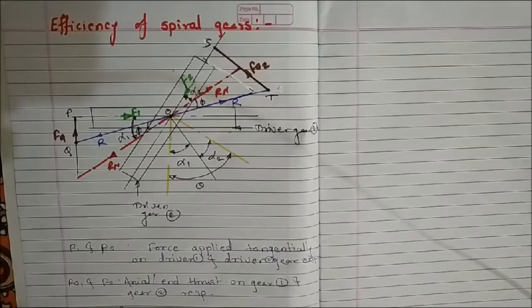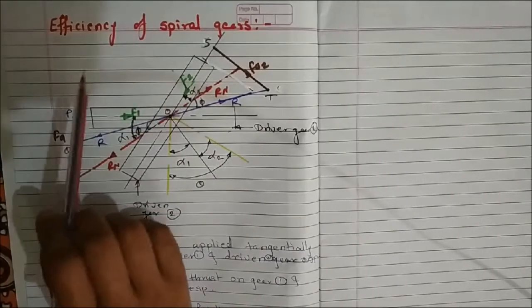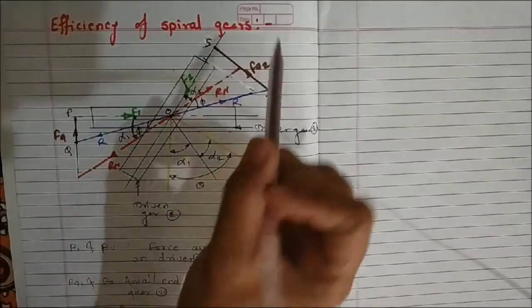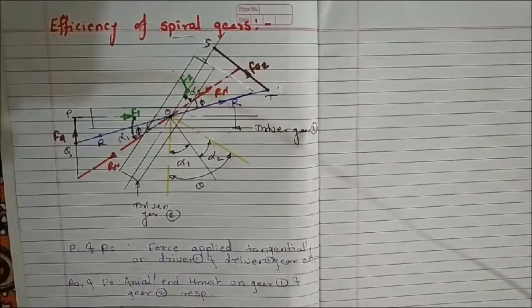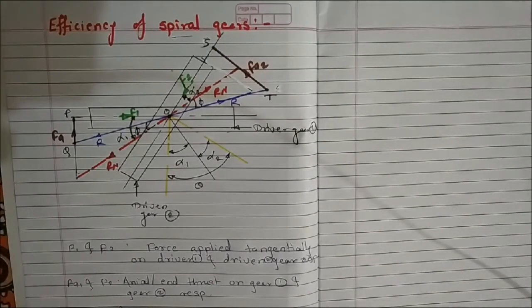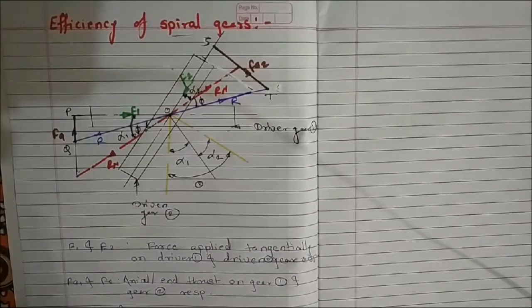Hello everyone. Today we are going to discuss the next topic related to the spiral gear, that is, efficiency of spiral gear. This efficiency of spiral gear is a very important topic when we study the spiral gear. The numerical based on it will be asked in your objective type of examination. So let's just start with efficiency of spiral gear.